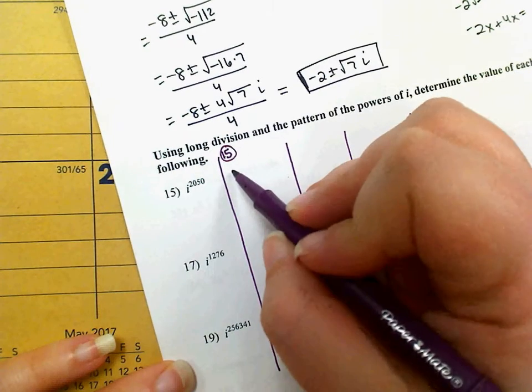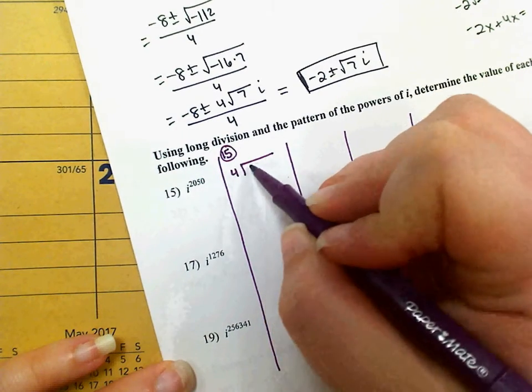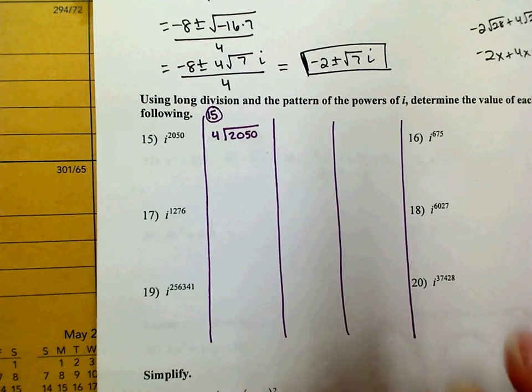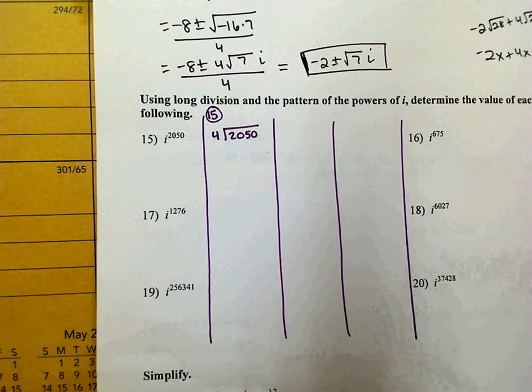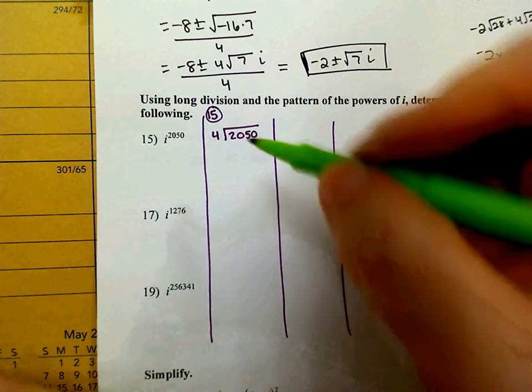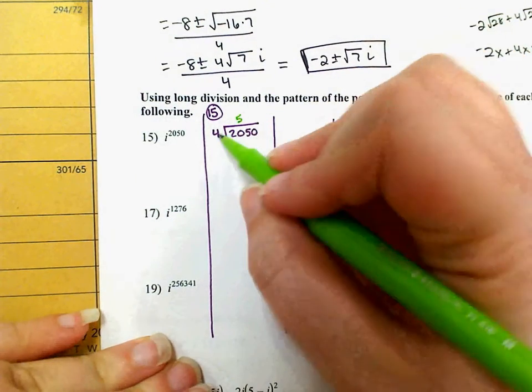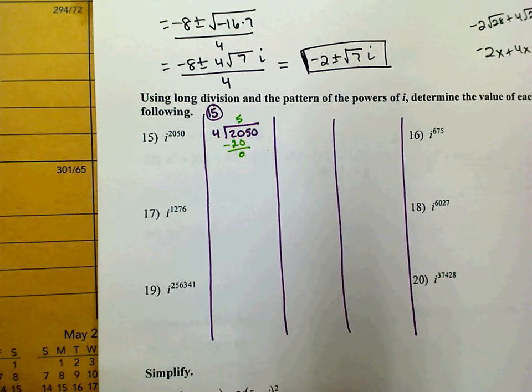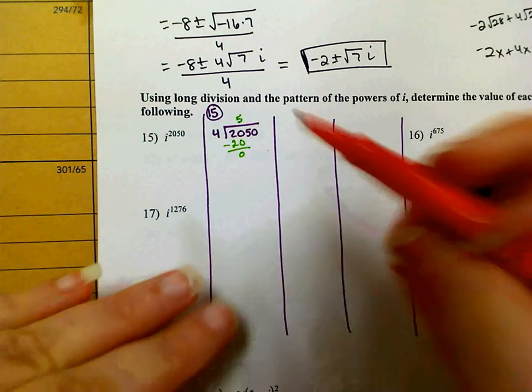I want to know how many times 4 goes into 2050. So 4 does not go into 2, but 4 does go into 20. 4 goes into 20 5 times, so 4 times 5 is 20. Subtract, and I've got 0. Okay? Bring down the 5.